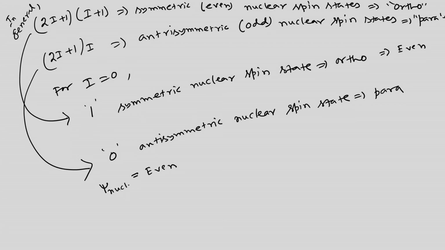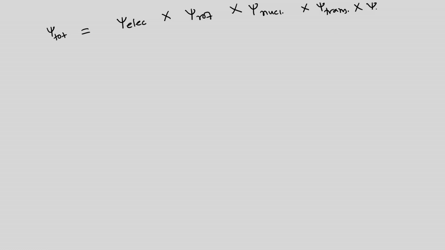Now we consider psi total. Psi total is psi electronic times psi rotational times psi nuclear spin state times psi translational and times psi vibrational. They are also there, but we will no longer consider these. Why? That we discussed above. So psi total, as we know, is even.